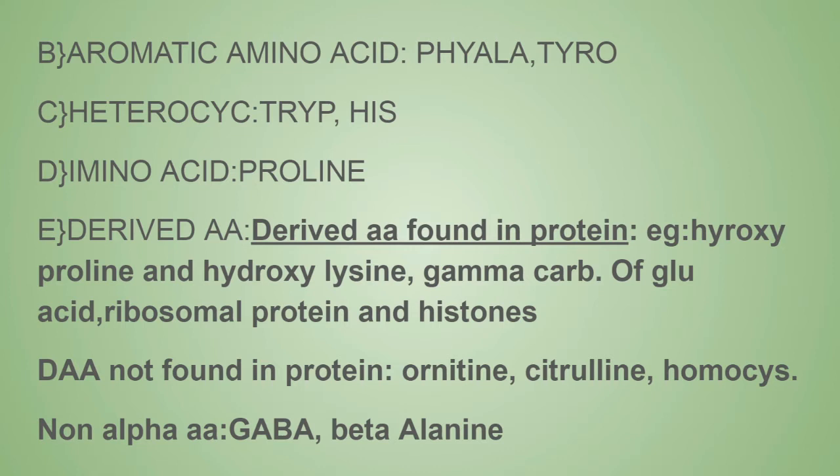Thyroxine may be considered as derived from tyrosine but is not found in protein. And next are the non-alpha amino acids. Gamma aminobutyric acid, or GABA, is derived from glutamic acid. Beta alanine, where the amino group is in the beta position, is a very important constituent of pantothenic acid. Pantothenic acid means vitamin B5 and coenzyme A.